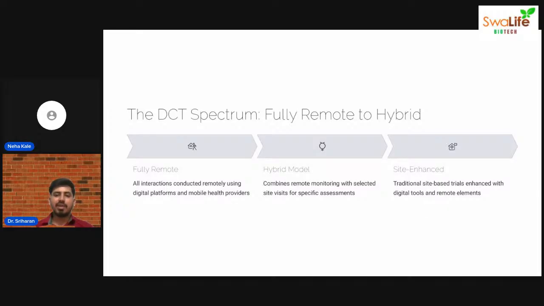Site enhanced model is nothing but like a traditional trial. It is like an on-site trial, but with the implementation of digital tools, like we are using eCRF and e-consent form. Likewise, we are using digital tools while doing a traditional trial.